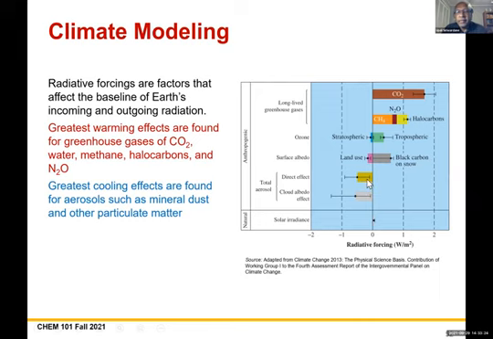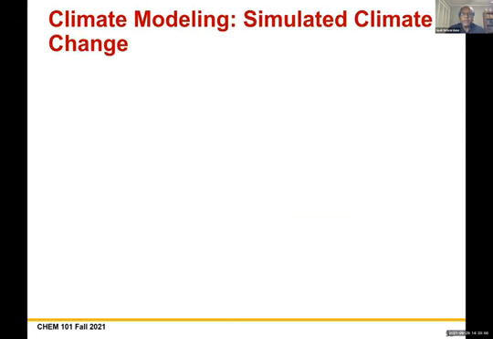But there are other things, like cloud albedo. Clouds also cut down the radiative forcing because the Earth is covered by cloud. So that's how I explain it. They consider all these factors of radiative forcing and come up with the model.